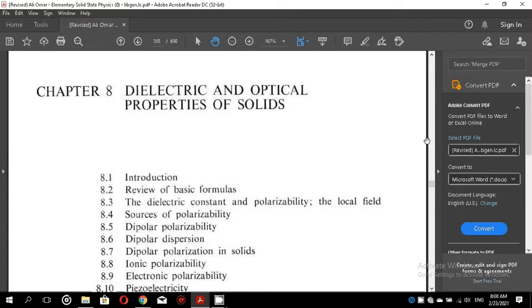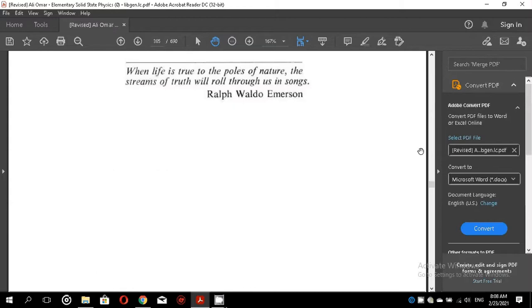Okay, today I will talk about this chapter from Ali Omar, chapter number 8, which is the dielectric and optical properties of solids. So after establishing the band theory of solids in our previous semester, we are now able to discuss the properties of solids. So let us first discuss the dielectric properties.